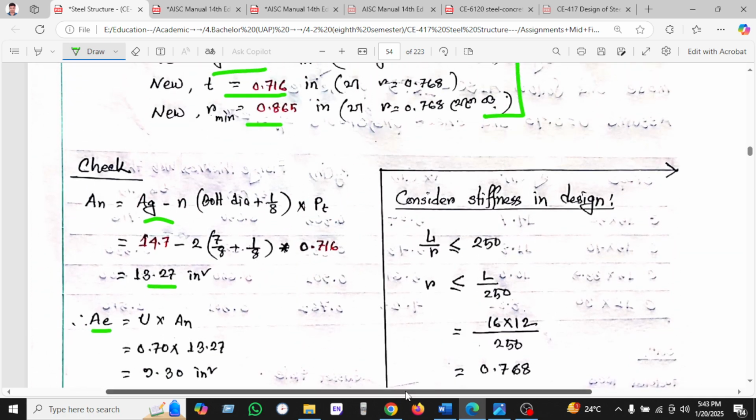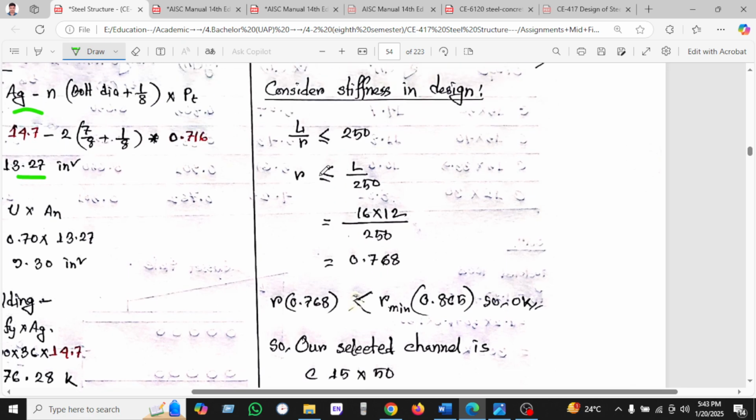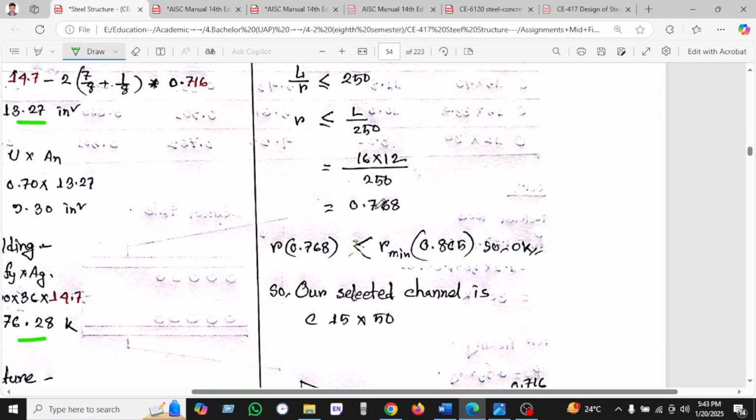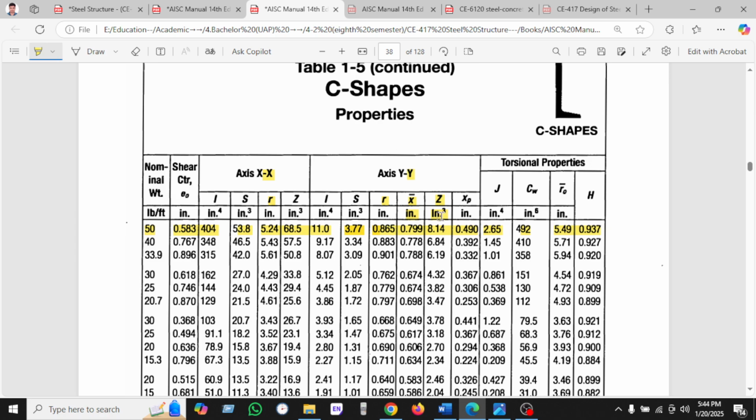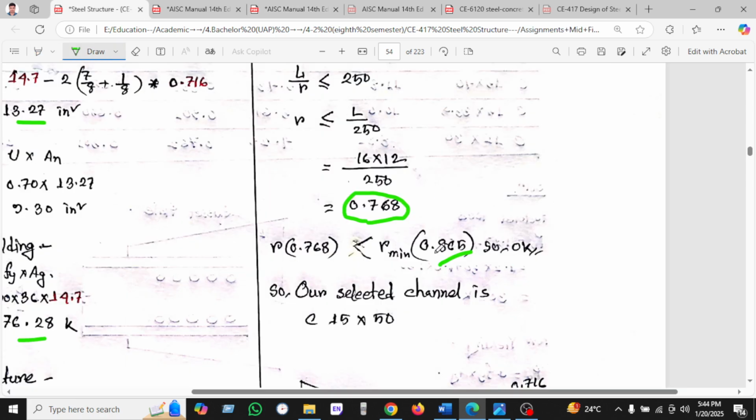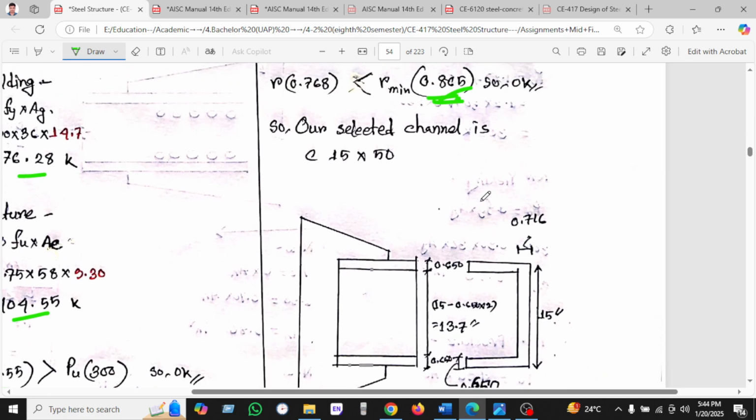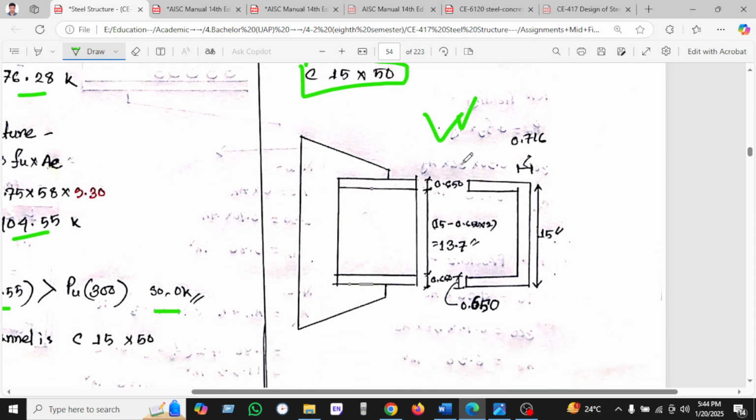So another check we have to consider is the stiffness design, which is L by r greater than 15, and we found 0.785. We are taking the r minimum, which is 0.865. So we can see that 0.865 is greater than our calculated value, so it is okay. Our last selected channel is C15 by 5. So this is our answer.